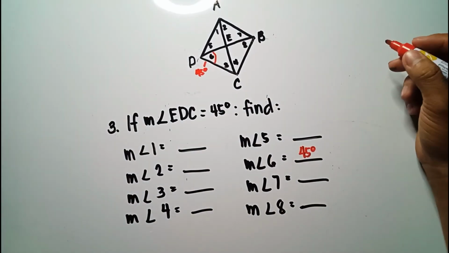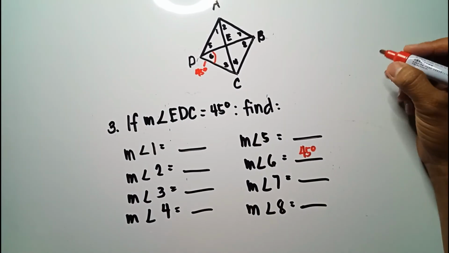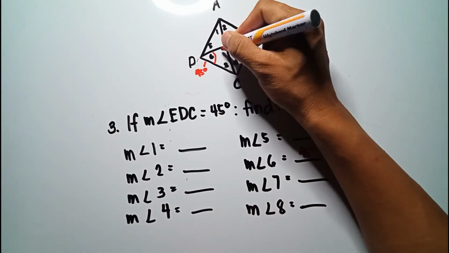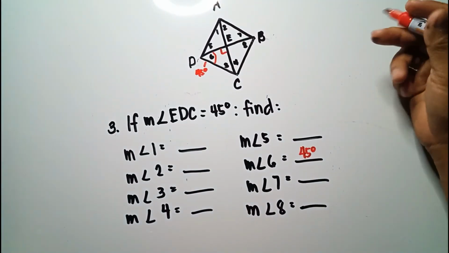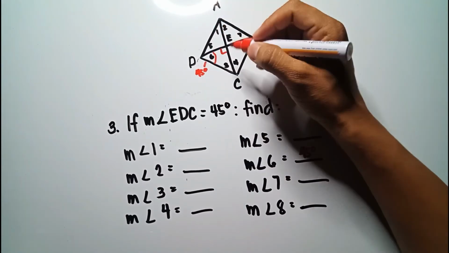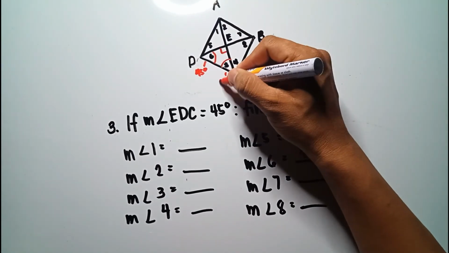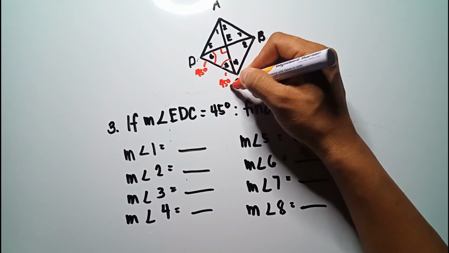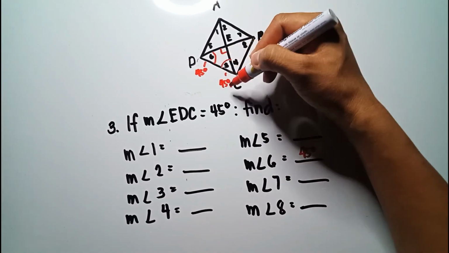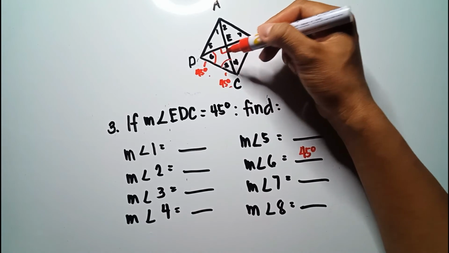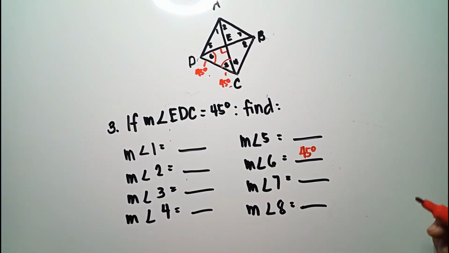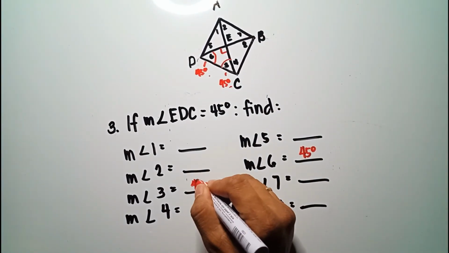Now, one of the characteristics of the rhombus is that the diagonals are perpendicular, 90 degrees. So if this is 90, this is 45, what's the measurement of our angle 3? This is also 45 degrees. 90 plus 45 plus 45 is 90 plus 90 is 180 degrees. So angle 3 is 45 degrees.